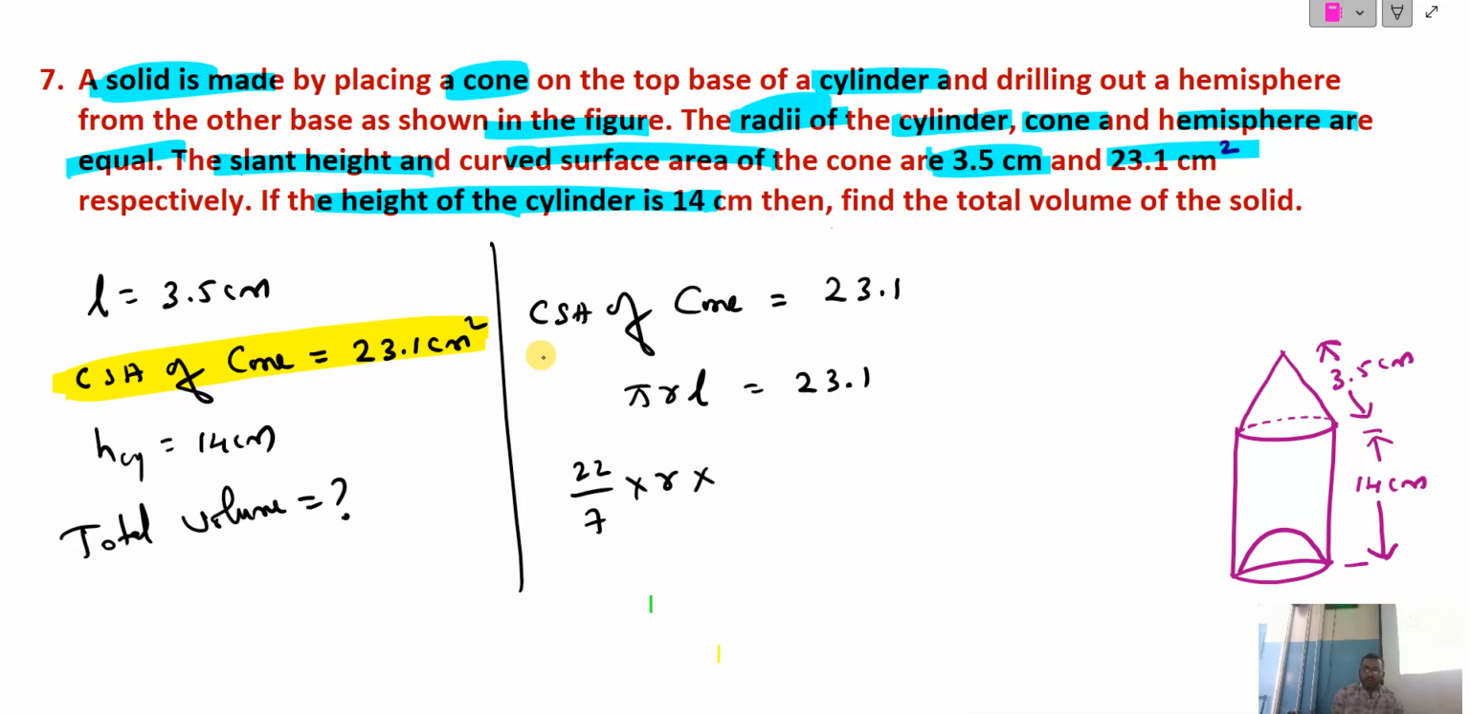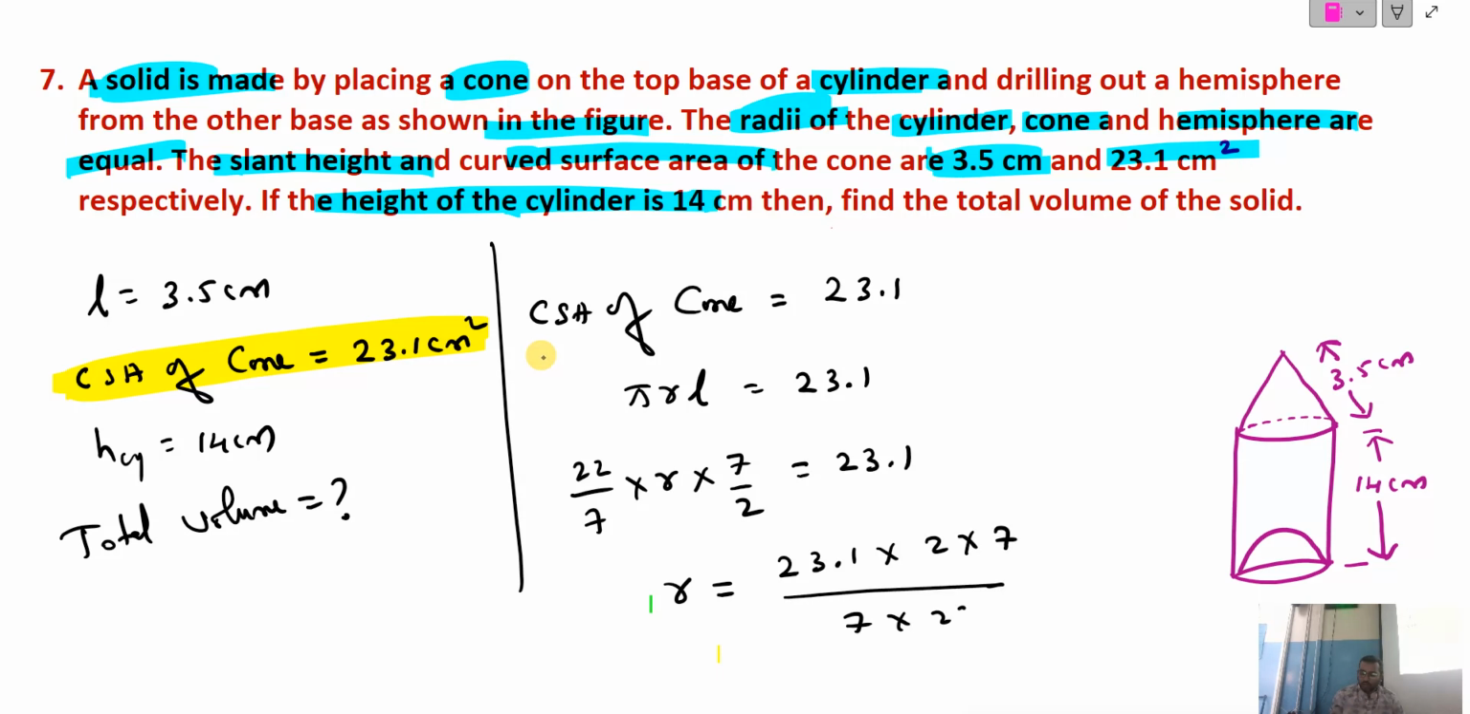3.5, if you want, you can write that as 7 by 2. 7 by 2 is 3.5. If you want, you can keep 3.5 itself. No worries. Anyhow, it equals 23.1. Now we need r, so keep r as it is. That is 23.1 into 2 into 7 divided by 7 into 22.